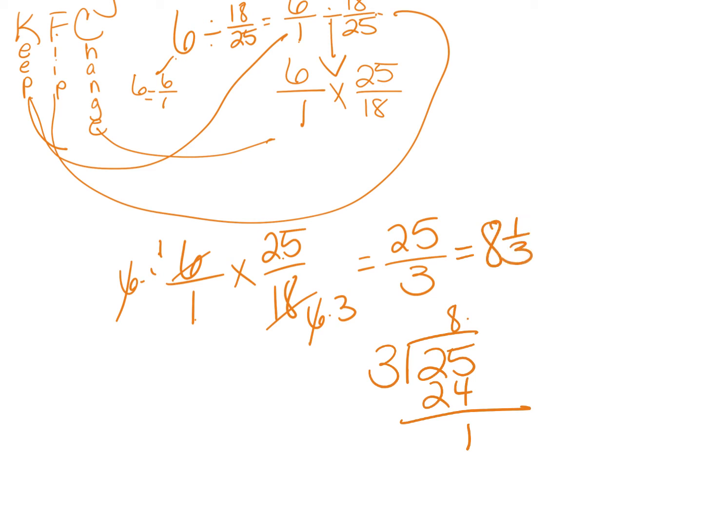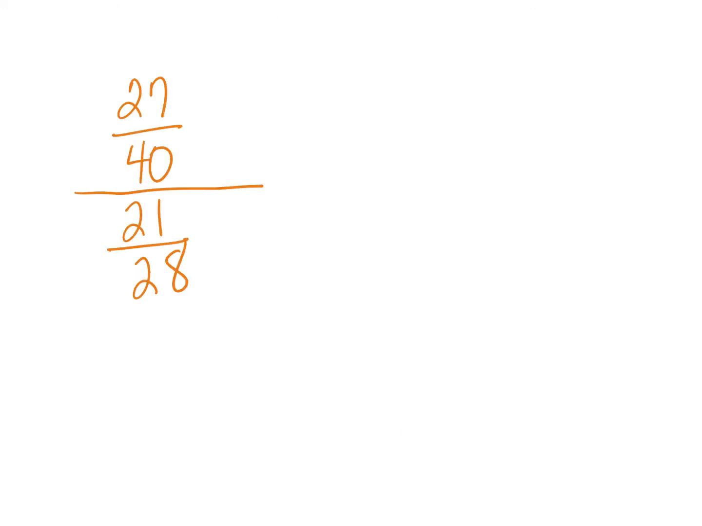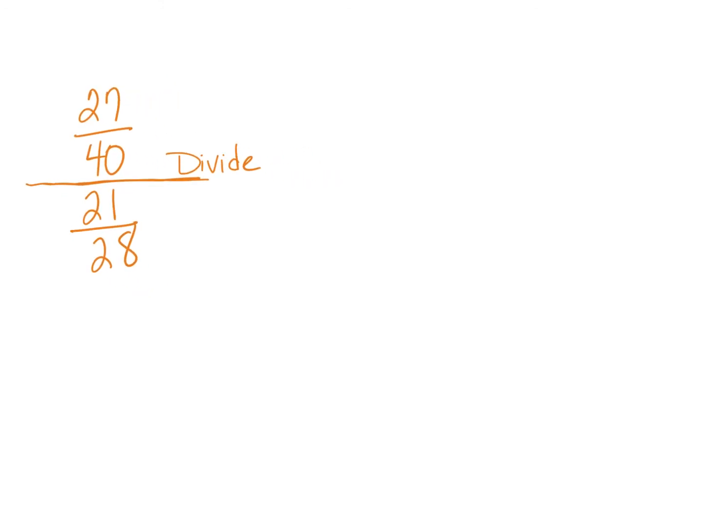Let's try another one before I let you do some on your own. All right, so let's look at this one first. You may see a fraction written as 27 over 40. This line here means divided by 21 over 28. Okay, what I like to do is I just like to rewrite it just like we had it before so that you can keep flip and change.